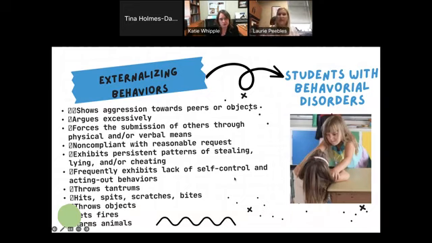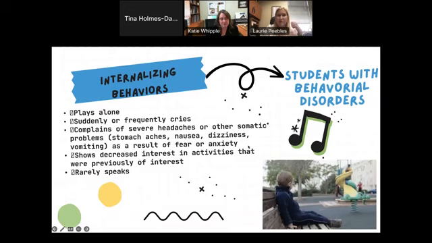It's happening to someone else. It's happening to others. It's being expressed outwardly. On the flip side of that, we're going to talk about internalizing behavior. These are our quiet kids. These are sometimes the kids that are often overlooked.